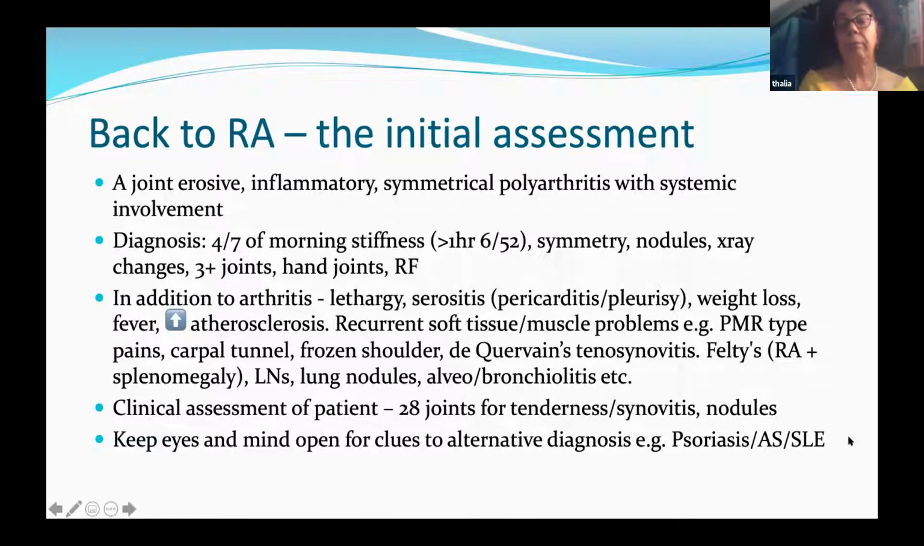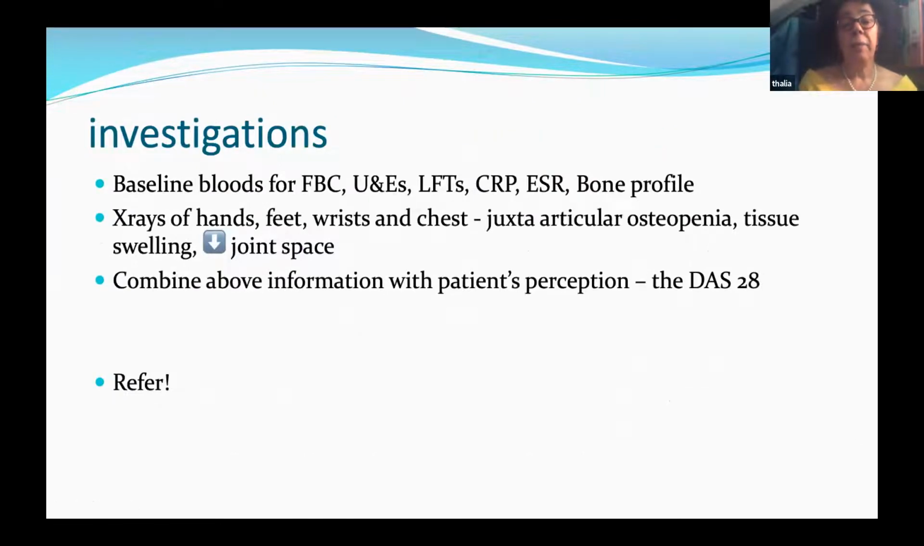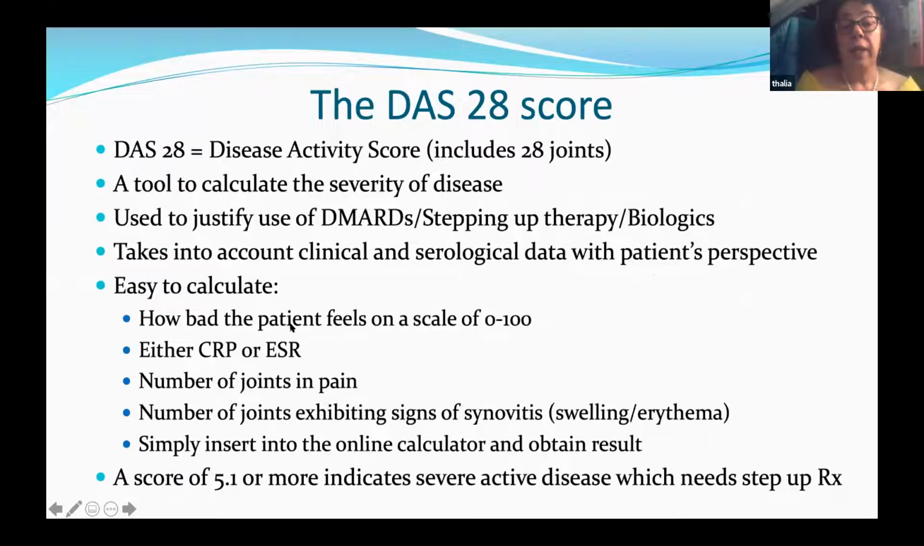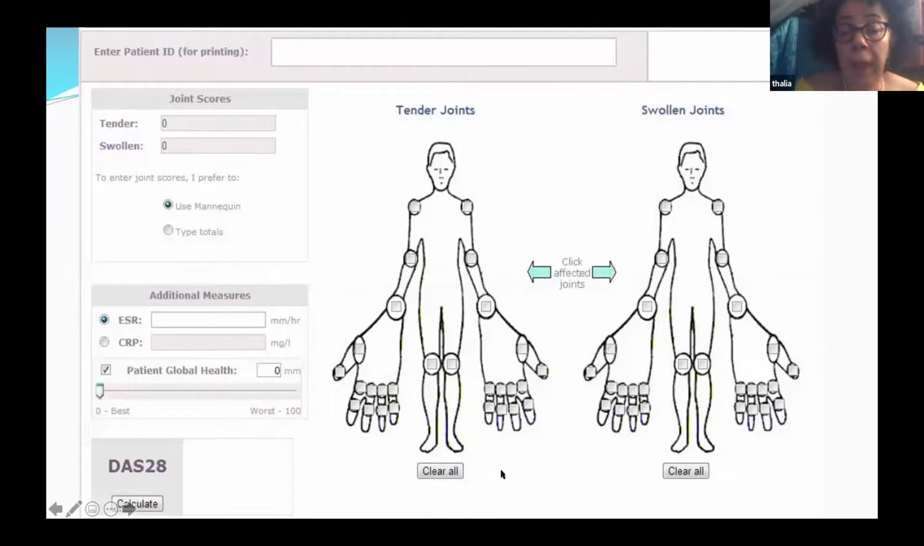Next. These are the blood tests that you have heard earlier on, what blood tests and X-rays are needed. Next. This is how the DAS28 is used. I don't think I will go into these details, but you can have the slide and review it if you like at a later stage. Next, please. This is the mannequin of tender and swollen joints. Next, please.